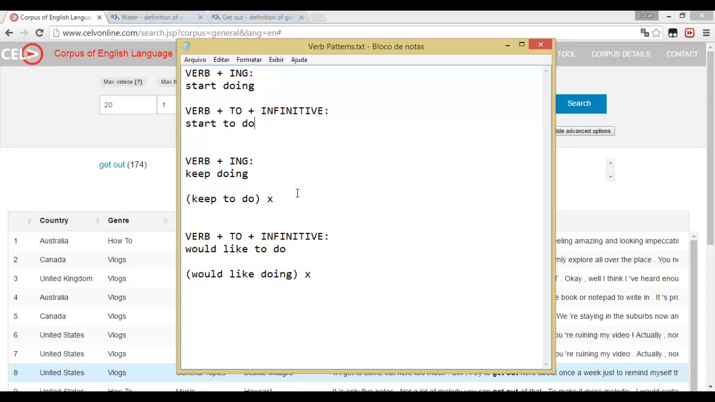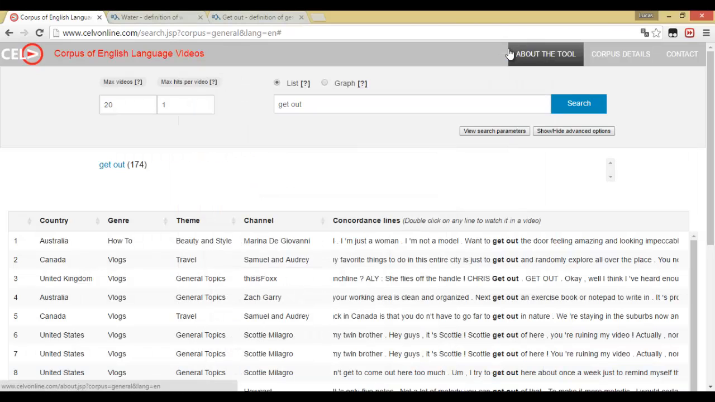Other verbs can only be followed by an ing verb, such as keep, as in keep doing. The pattern keep to do is not used. And other verbs can only be followed by an infinitive verb with to, such as the phrase would like in would like to do. The pattern would like doing is not used. This can be observed and studied in CELV using searches with part-of-speech tags.